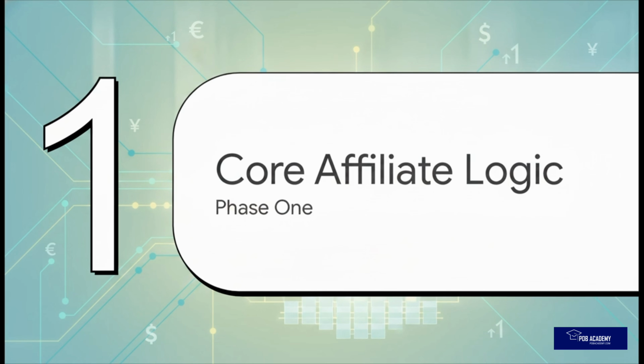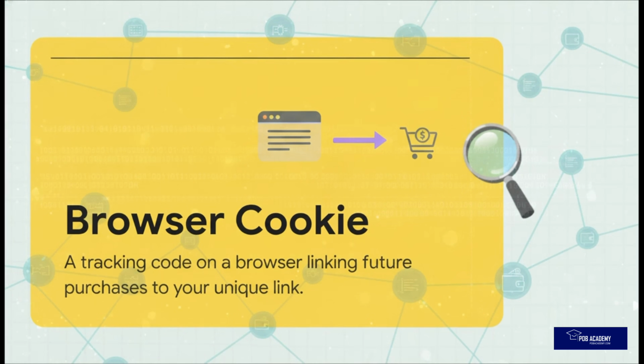All right, starting with phase 1, the core affiliate logic. You literally cannot build a system without understanding the basic mechanics that make it all possible. It all hinges on one invisible little thing, the browser cookie. Think of the cookie like a tiny digital name tag placed on a customer's browser the second they click your unique link. It essentially whispers to the internet, hey, this customer belongs to me. It attributes their purchase directly back to your marketing efforts. Even if that buyer waits days or weeks to finally check out, this piece of code protects your hard work and makes sure you get paid.